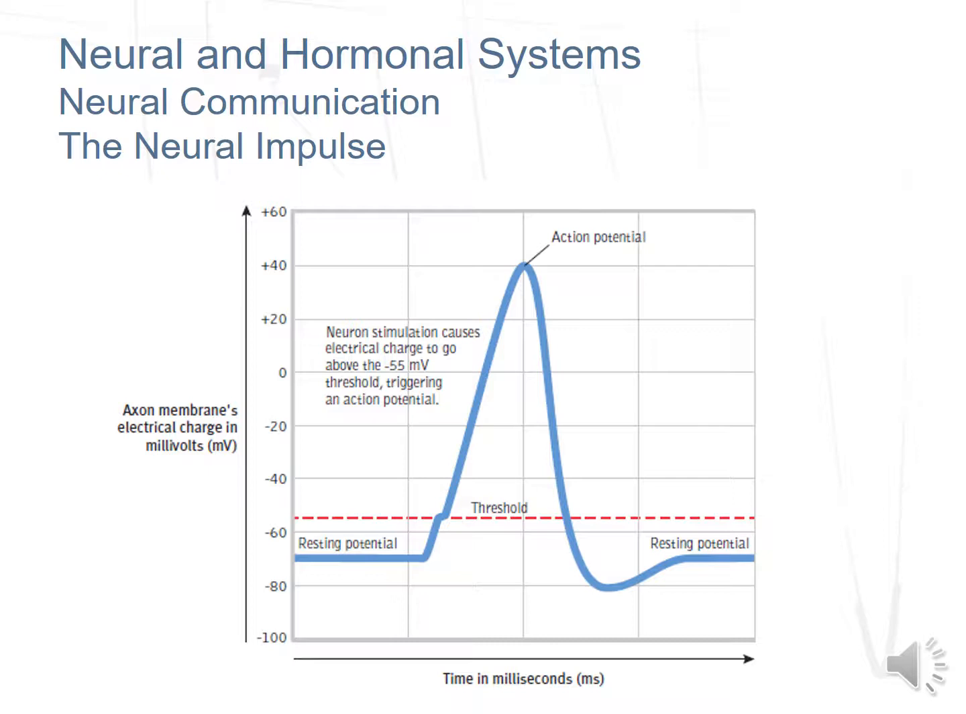So in this case, the neuron stimulation causes the electrical charge to go above the negative 55 millivolt threshold, triggering an action potential. As you can see at the top, at plus 40 millivolts, we have the action potential, and as it drops down back a little lower actually than the original resting potential, it comes back up. That is the refractory period where you see this dip on the right hand side.